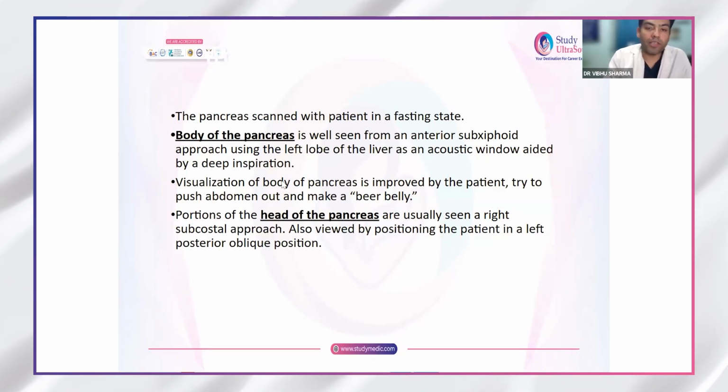So the pancreas is scanned when the patient is in a fasting state. Body of the pancreas is well seen from anterior xiphoid approach using the left lobe of liver as an acoustic window aided with a deep inspiration. Portion of head of pancreas usually seen at a right subcostal approach, also viewed by positioning the patient in a left posterior oblique position.